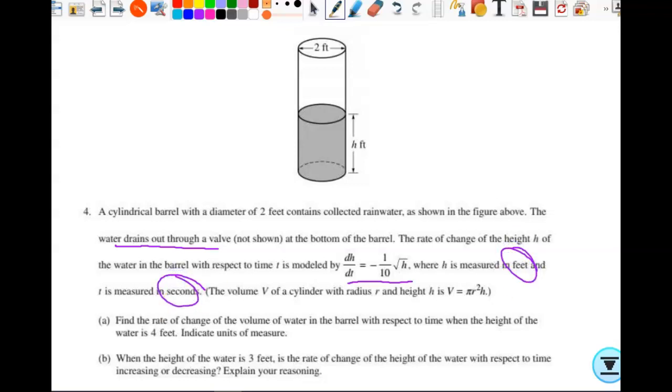And I circle those because I inevitably get down into the question, and then I have to go back and hunt for the units because I didn't find them somewhere. All right, and then it gives you the volume of a cylinder, right? Part A says find the rate of change of the volume of the water in the barrel with respect to time when the height of the water is 4 feet.